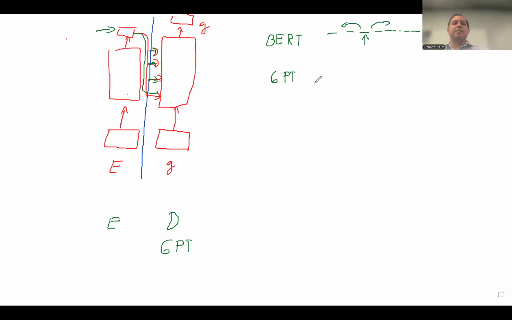GPTs, on the other hand, are in only one direction. They're supposed to predict the future. So if you have a sentence and you're here, you can only look in that direction, because essentially what you're trying to do is predict the future. Do you guys see that? That's the difference between these things.